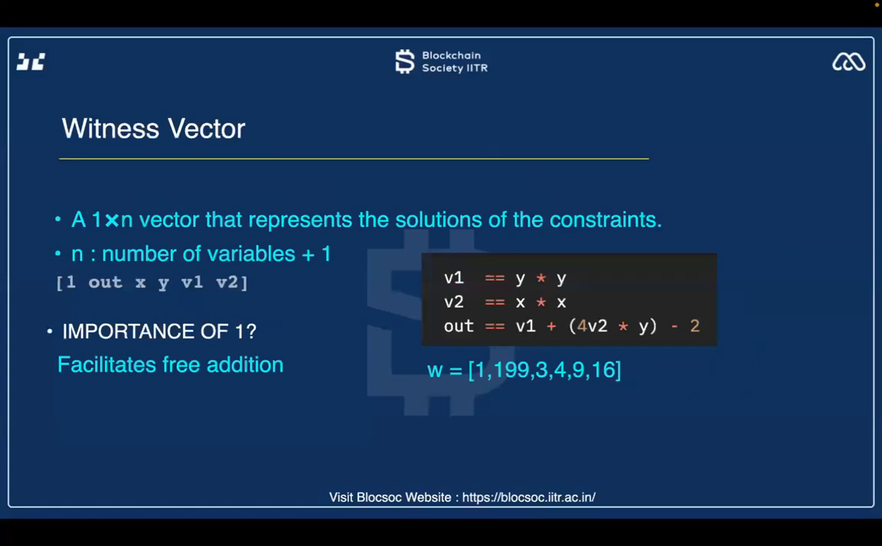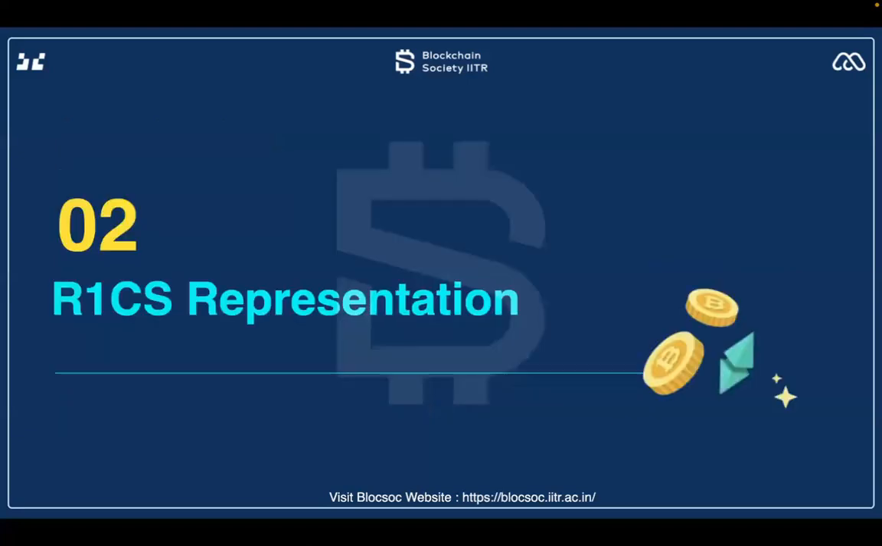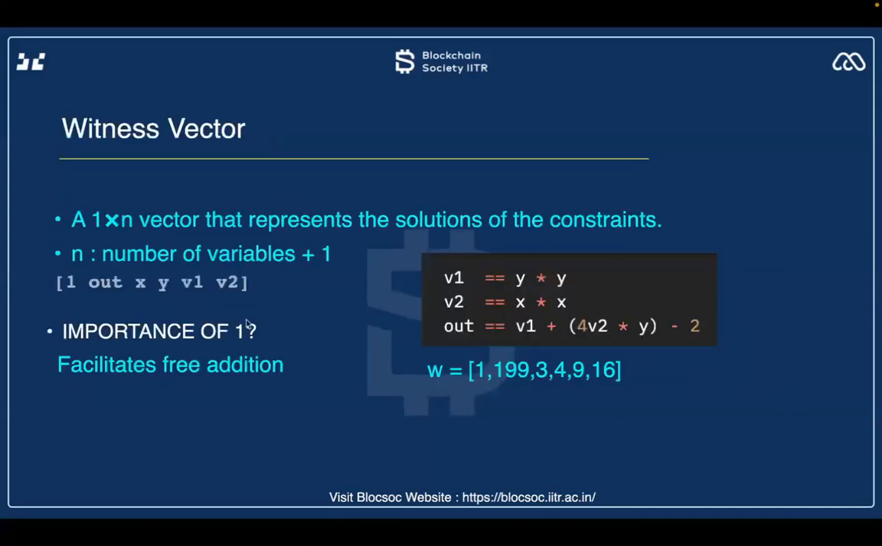For this we will introduce a witness vector. A witness vector is a vector of dimension 1 into n, which is a solution of the constraints. Like, this was my constraint. A witness vector is a vector that will have the values that will satisfy these constraints. Its dimension is 1 into n, and n is the number of variables plus 1. This number of variables includes all the variables, whether it is input, output, or intermediate.